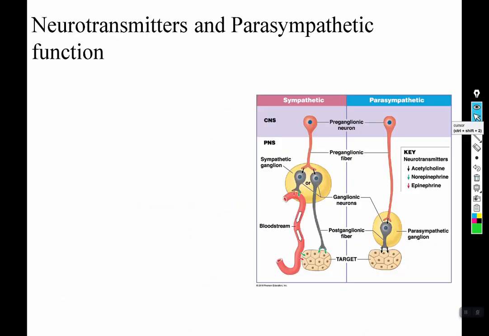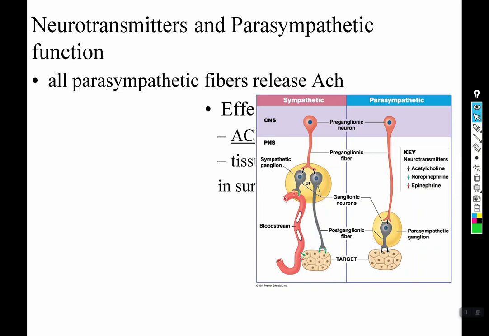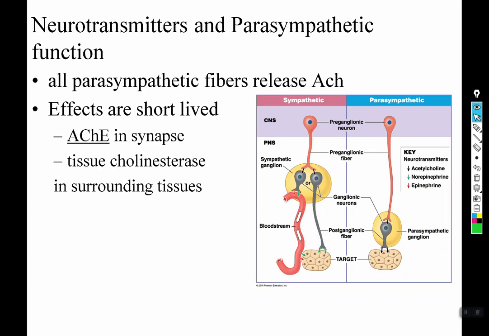Okay, so neurotransmitters and parasympathetic function. We're back to this compare and contrast diagram in which we have sympathetic and parasympathetic side by side. Remember, all preganglionic neurons in the autonomic nervous system, regardless of whether they're sympathetic or parasympathetic, release acetylcholine. So here we've got cholinergic and cholinergic, so that's a similarity. And in this case, the postganglionic fibers are also mostly cholinergic. So we've got all of them cholinergic. Instead of this switch from cholinergic to adrenergic or noradrenergic here, we have cholinergic all the way down, which makes it a little bit easier.